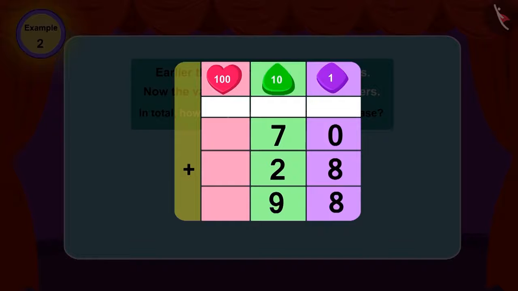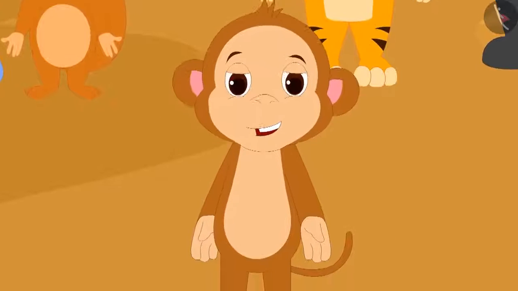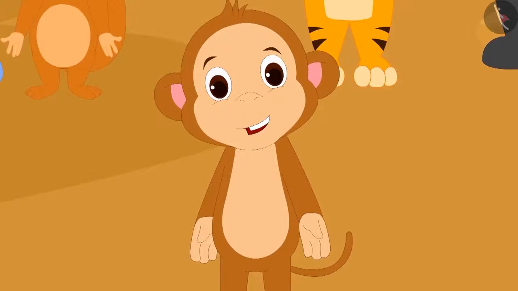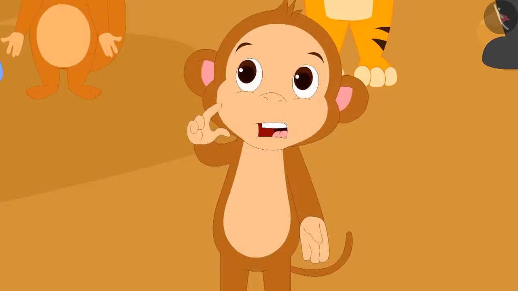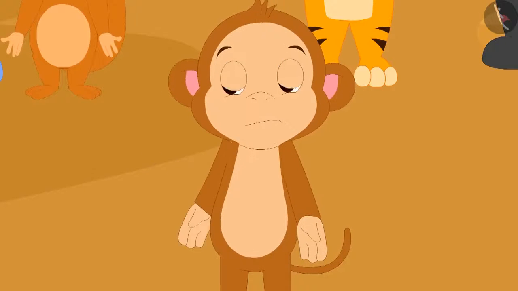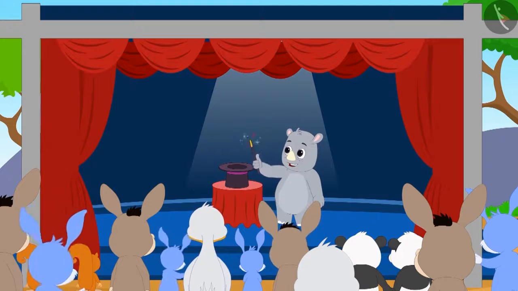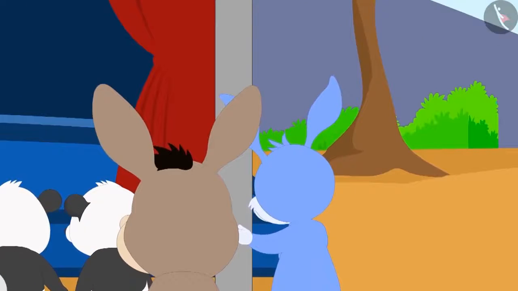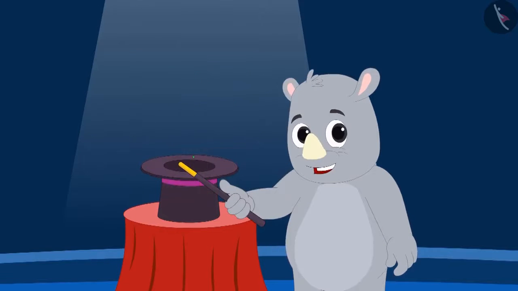98. Yes, now there are 98 flowers in the vase. Babban was enjoying Gaggu's magic, but he felt that Gaggu was making a fool of them. Therefore, Babban hid behind the stage before the start of Gaggu's next trick. Gaggu began showing his third magic.